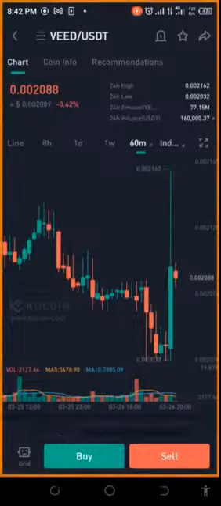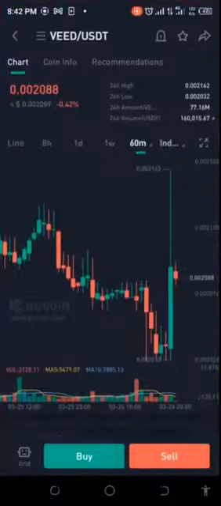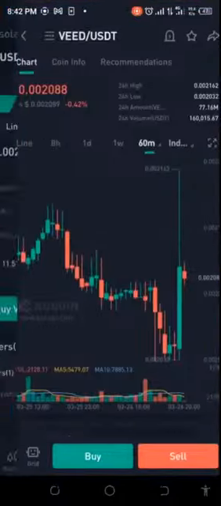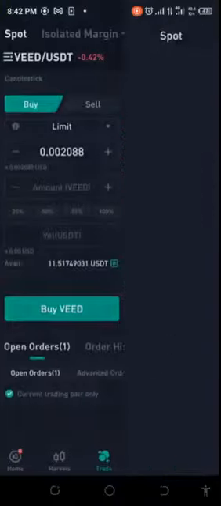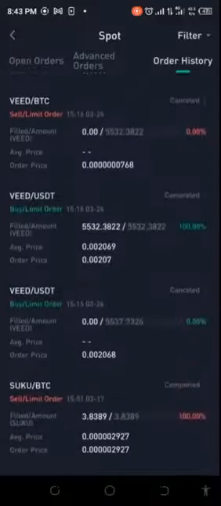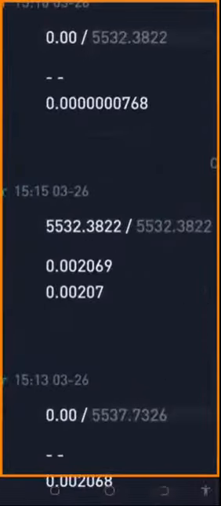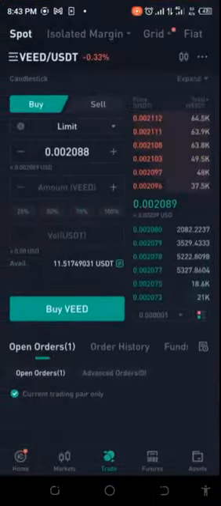In fact, let me check what this could have been. This is 21.60. So I'm just imagining, if I had put this, what would I have made? I can't even remember, so I'll just go check. Let's check the trade order and see how many we bought. Okay, we bought 5532. So let's go check this. Let's go and check what we could have made.